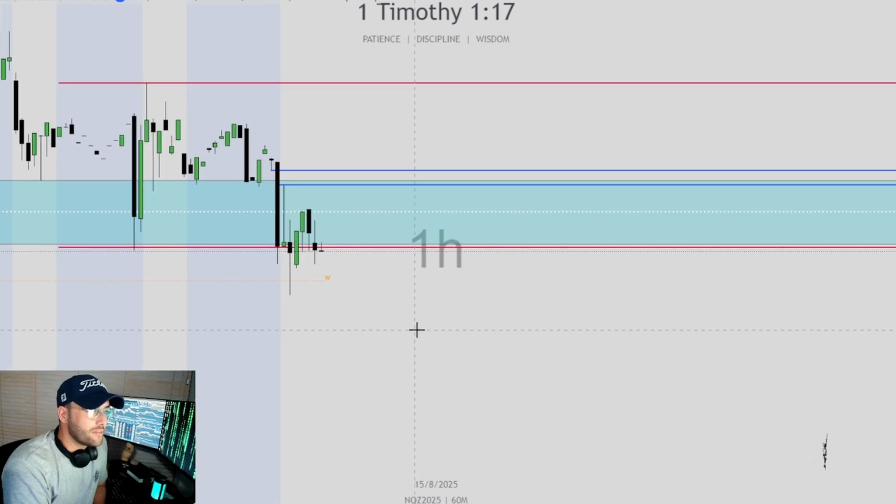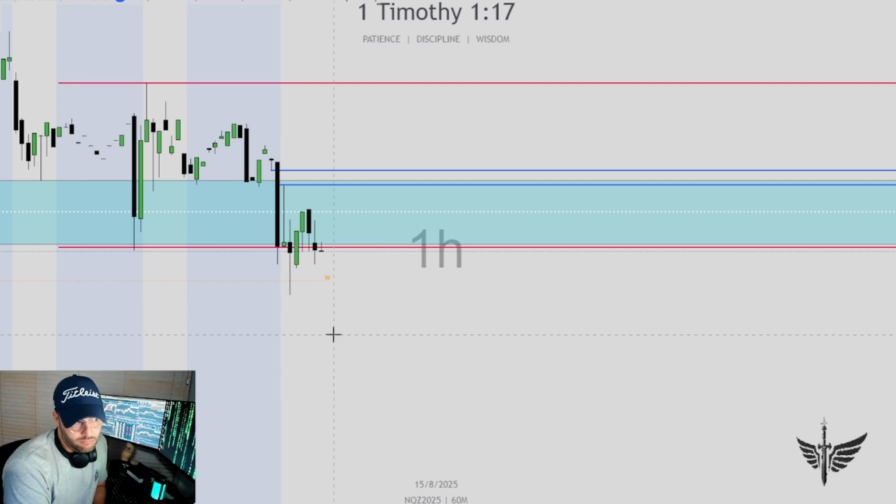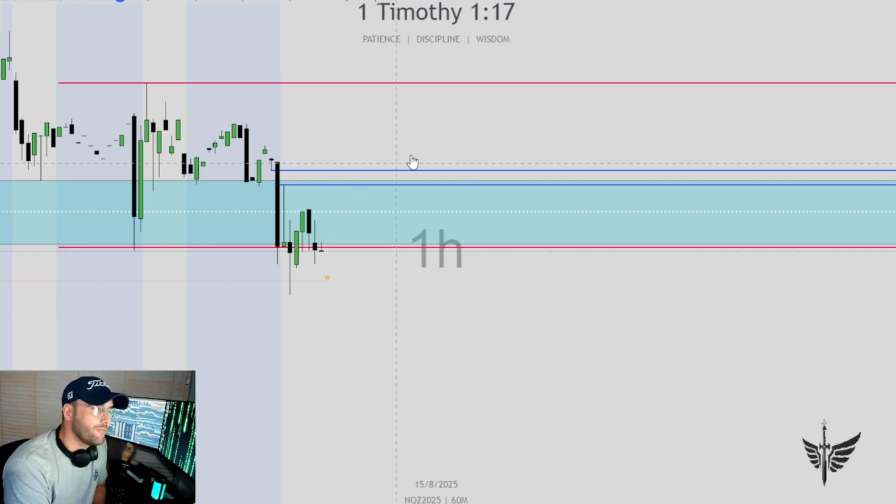If this, then that. So a rule of thumb: if price is below a daily imbalance, we're looking for shorts. If price is above a daily imbalance, look for longs. If price is above an hourly imbalance, we're looking for longs. If price is below an hourly imbalance, we're looking for shorts. So there's no more guessing. There's literally no more guesswork. If price is below, we go short. If price is above, we go long.